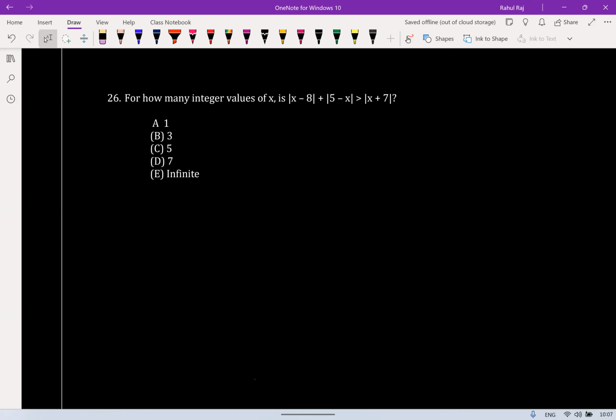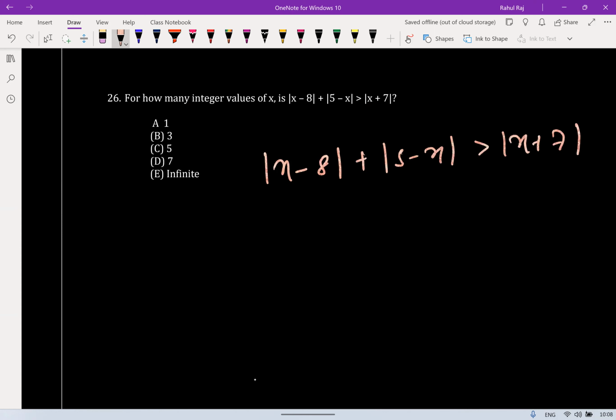It looked too tough, because it says: for how many integral values of x is mod of x minus 8 plus mod of 5 minus x greater than mod of x plus 7? So what exactly do I do, Alexa? You don't break it down. You just take some extreme values. They are asking for how many integer values of x this plus this is greater than this, and they have told you about x.